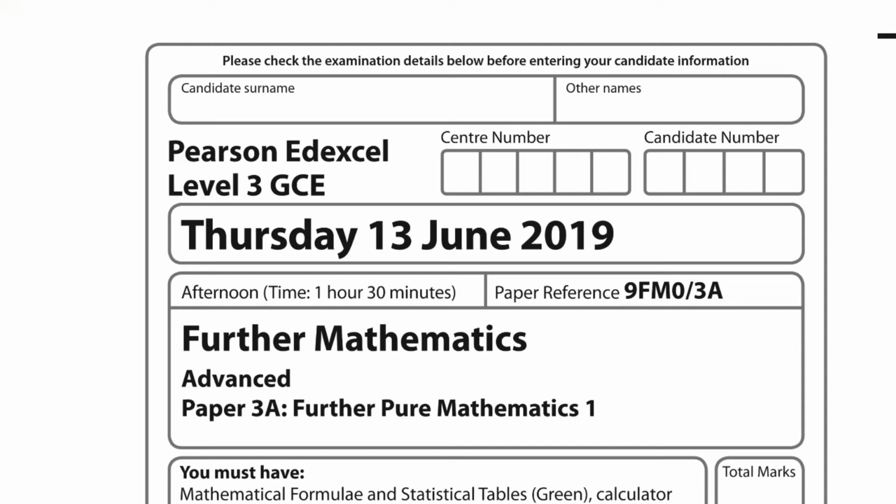Hi guys, this is the EdExcel A-Level Further Maths Paper 3 covering the Further Pure 1 FP1 module, and this is from the June 2019 series.